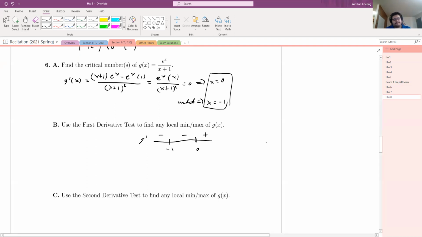All right, so now we have the sign chart for g prime. And if you weren't comfortable with that process, you would probably have to pick values and imagine plugging them into the function and seeing whether it's positive or negative. Either way, you would get this sign chart. Okay, so now we can say something about local mins and maxes.